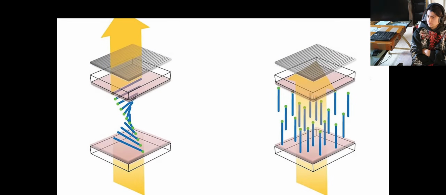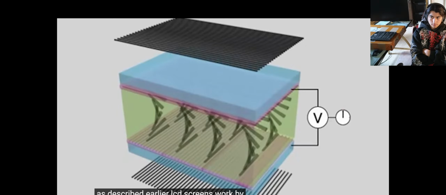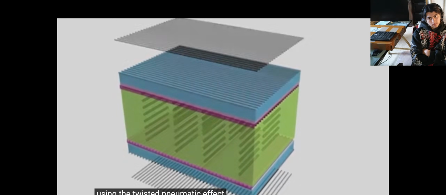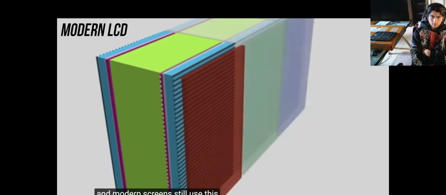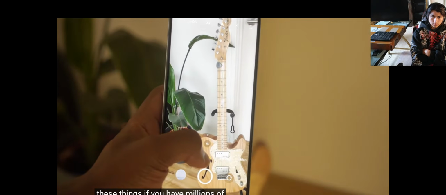As described earlier, LCD screens work by using the twisted nematic effect, and modern screens still use this technology but on a wider scale. And again, when you put millions of these together to form pixels, this is how we get our display technology. So here's a question. How do you control these things if you have millions of pixels on a screen?